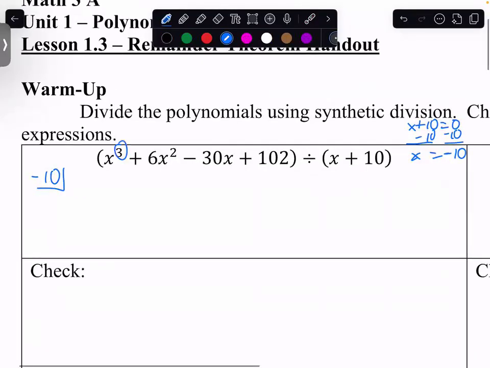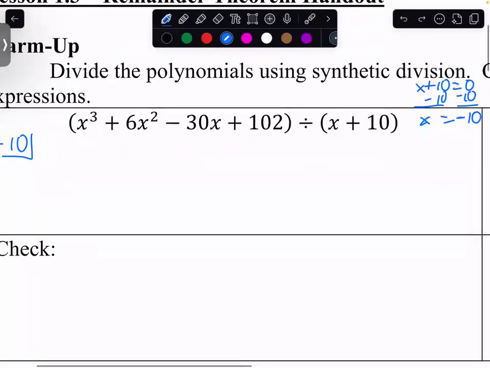And now you check, do any terms get skipped? The exponents go 3, 2, invisible 1, none. So nothing got skipped. No placeholder zeros are needed. We do want a 1 as the coefficient of the x cubed, right? So 1x cubed, 6x squared, negative 30x. And then the constant is also included, the 102.